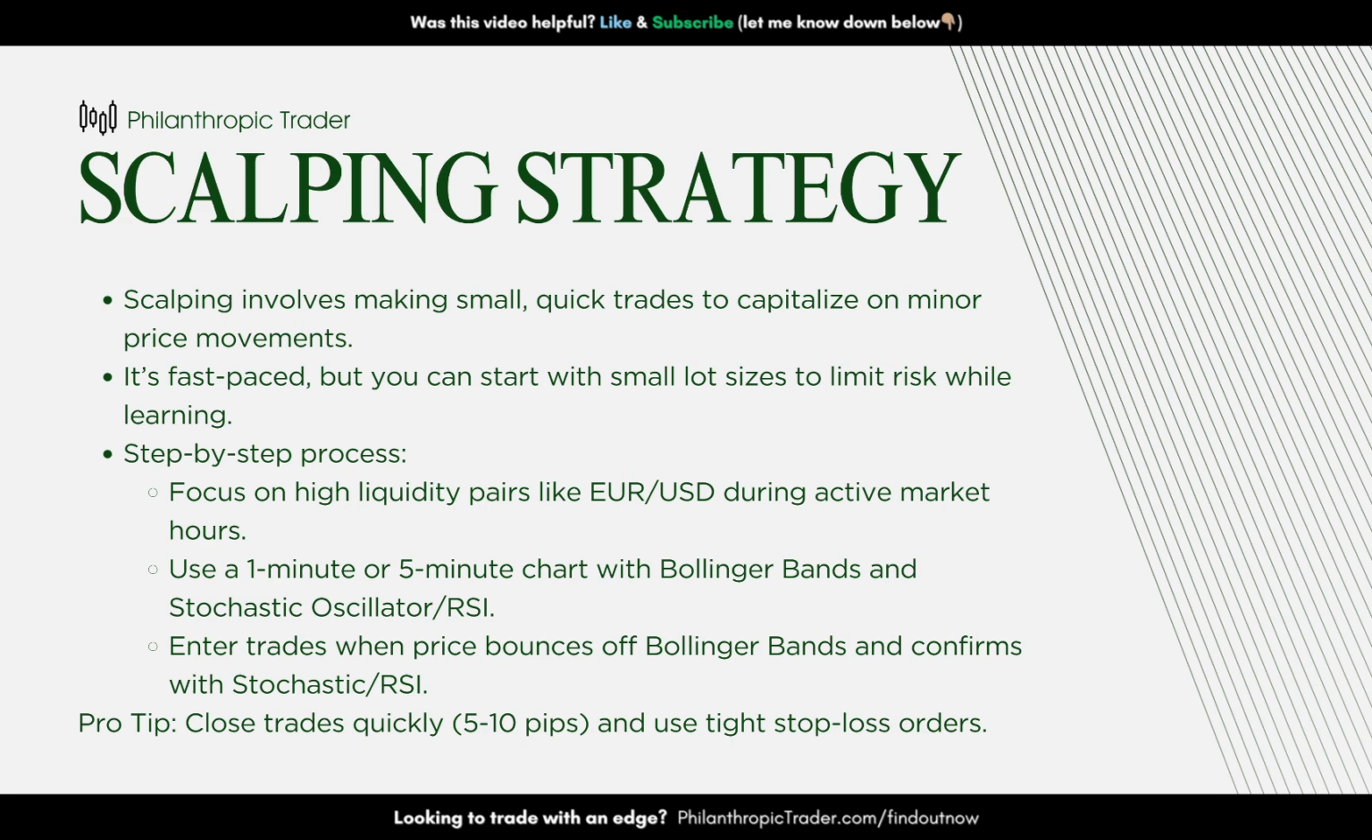Yeah, focus on high liquidity pairs like EURUSD during active market hours. So that means that you only trade during the London session or the New York session, and also the overlap, because there the liquidity is the highest. Use a 1 minute or a 5 minute chart with Bollinger Bands and stochastic, the stochastic oscillator or the RSI, and you just enter trades when price bounces off Bollinger Bands and confirms with stochastic or the RSI. And my tip is that you close trades quickly, 5 to 10 pips, and use tight stop loss orders, otherwise you would blow up your account, which is not something you want.